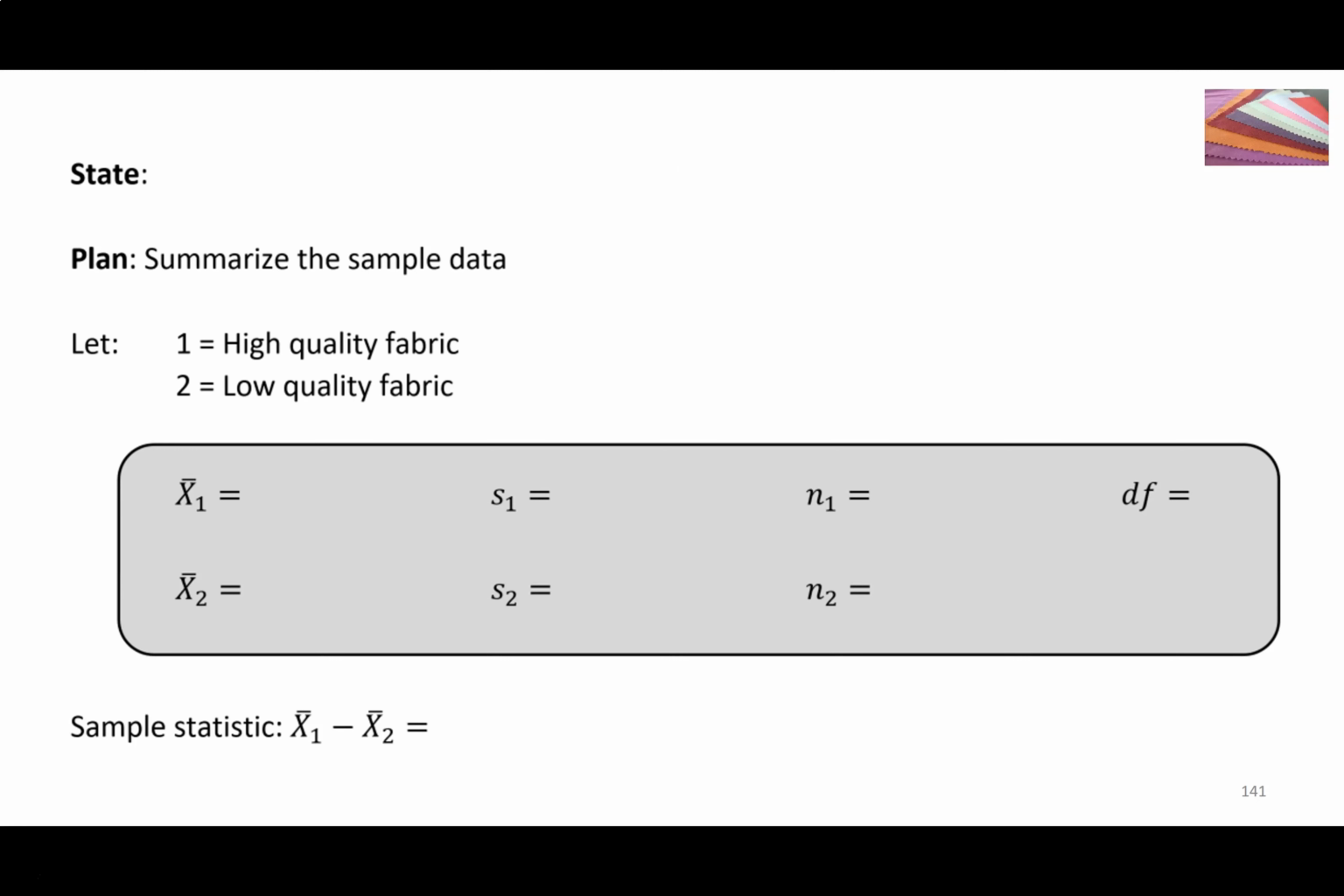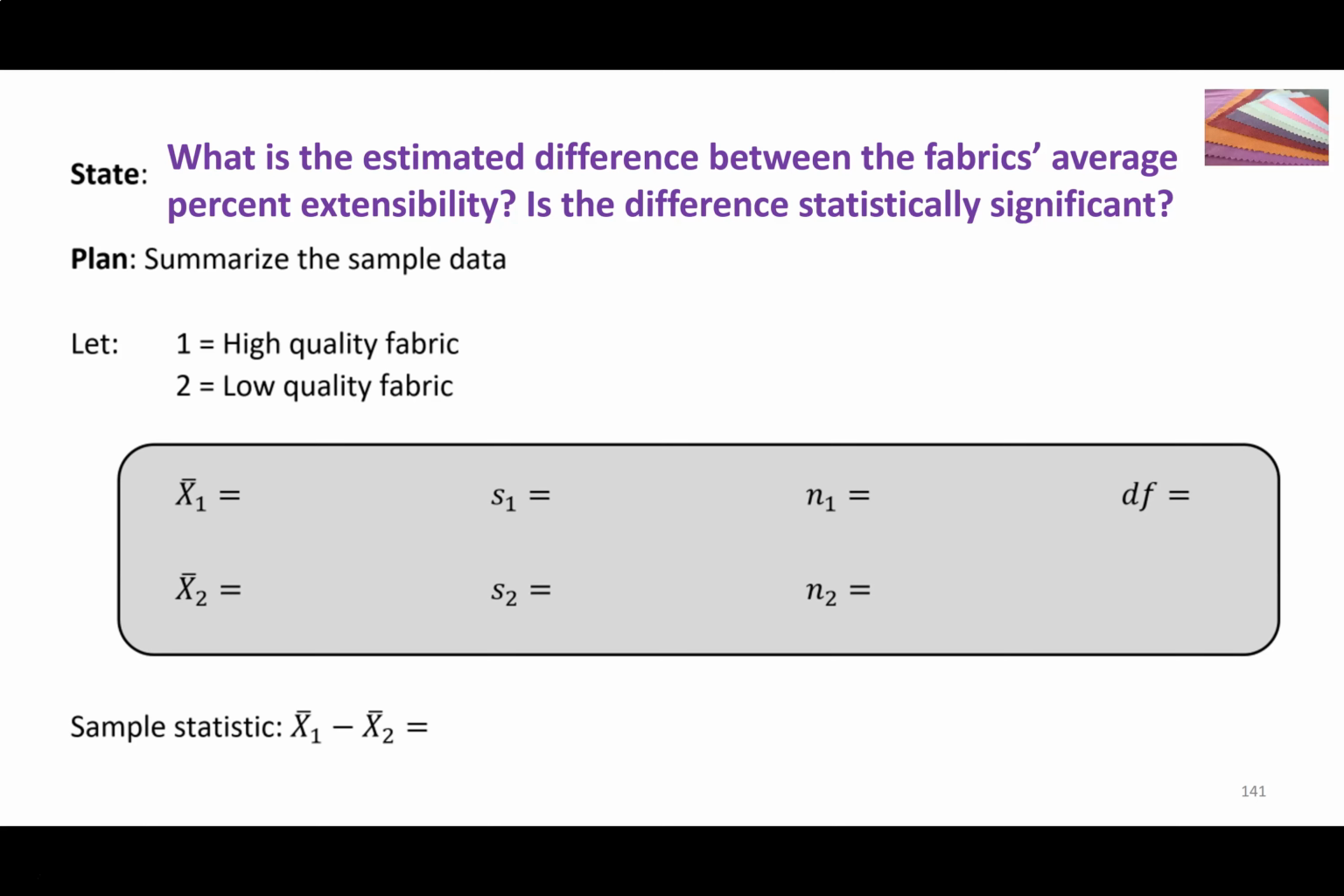So we want to state what the question is here, and then start summarizing. What is the estimated difference between the fabrics' average extensibility? So what is the difference between the average extensibility for high quality fabrics and the average extensibility for low quality fabrics? And this is more of an add-on: is that difference statistically significant? So basically, do we have strong enough evidence that we'll reject the null here? That's what that's getting at.